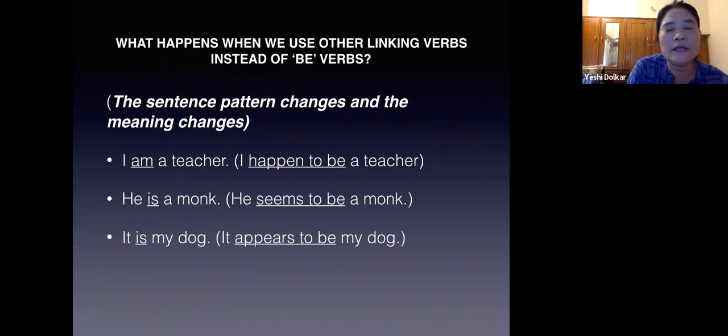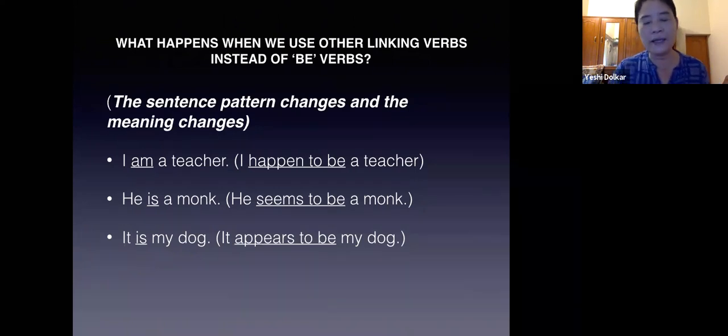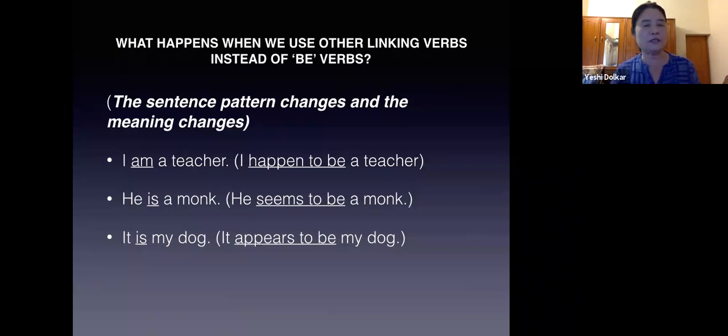Now, if I say I am a teacher, the be verb I am, my linking verb, I have to make changes. For example, I use happen. I happen to be a teacher. Happen and I am, this is a linking verb. But I can't say I happen a teacher. You have to put to be.